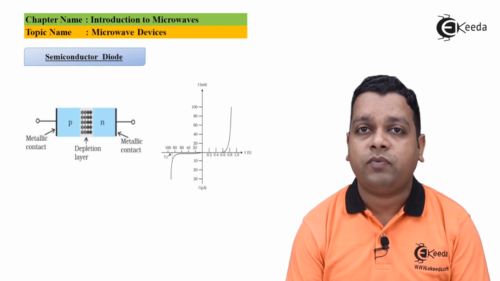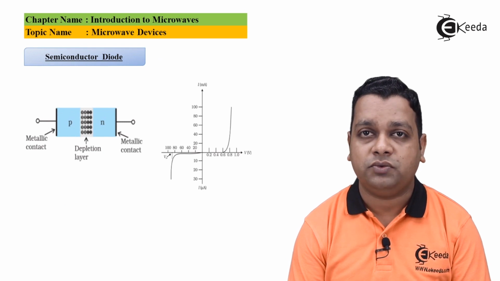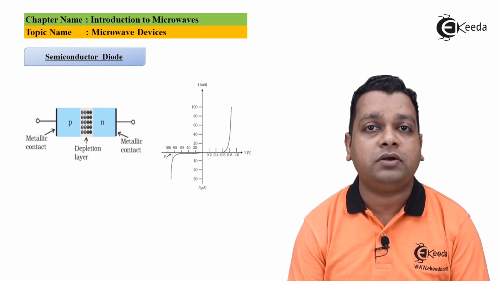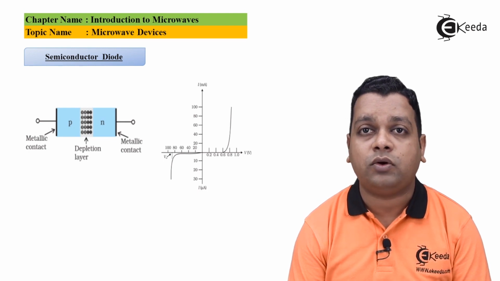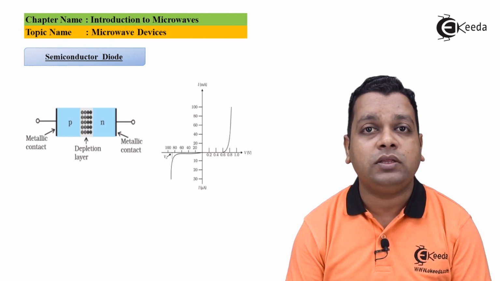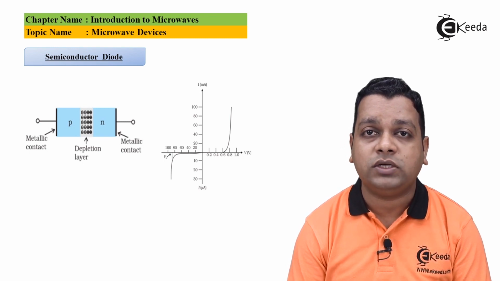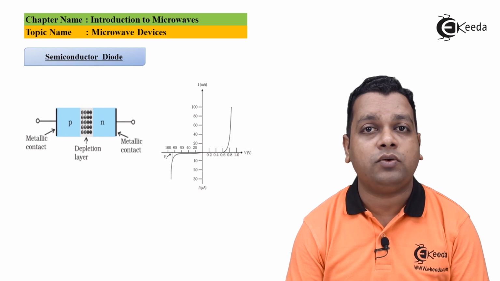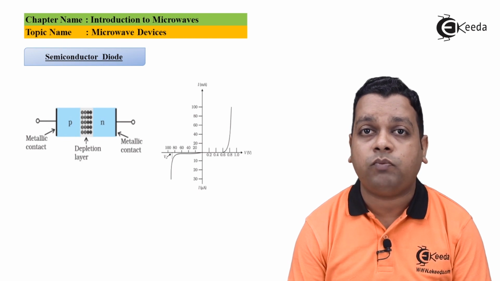A very popular device is the PN junction diode. It has p-type semiconductor material on one side and n-type semiconductor material on the other side, with a junction in between, and by applying either forward bias or reverse bias, the operation of the diode takes place. The accompanying diagram shows the characteristics of the diode under forward and reverse bias conditions.